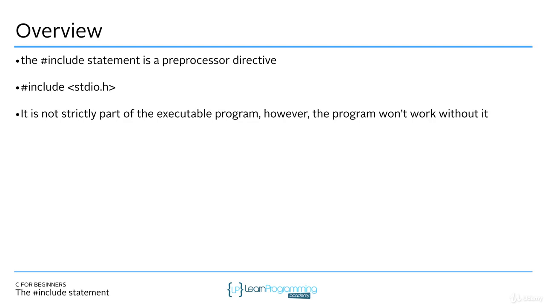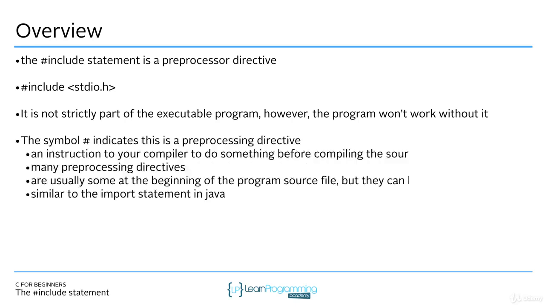We know it's a preprocessor directive. It doesn't really do much as far as how the program works. It's just telling the compiler before it runs, hey, we're doing something here with this include. And so if you don't have it there, the compiler is going to complain and throw errors. So you need it. The pound symbol indicates that it's a preprocessing directive. We talked about that, which is an instruction in your compiler to do something before compiling the source code.